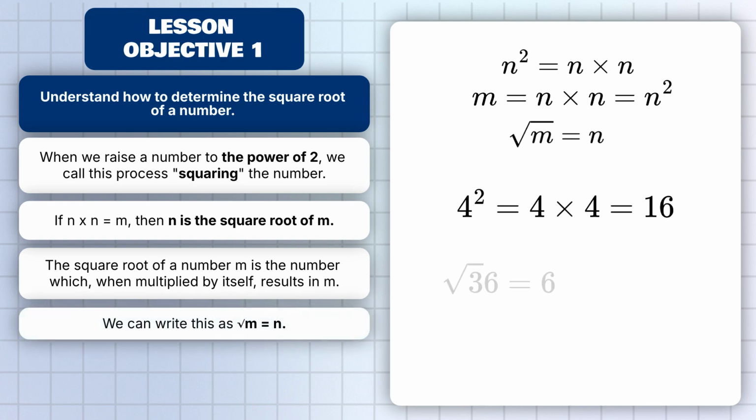For example, the square root of 36 equals 6. This is because 6 times 6 is equal to 36.